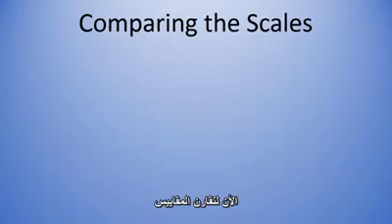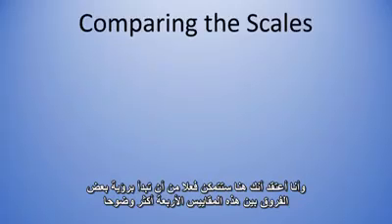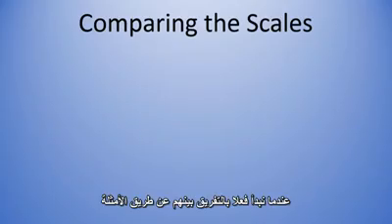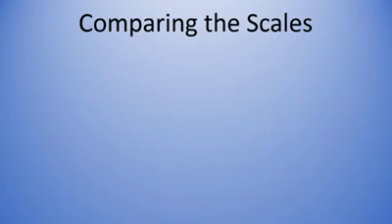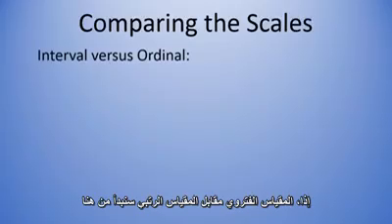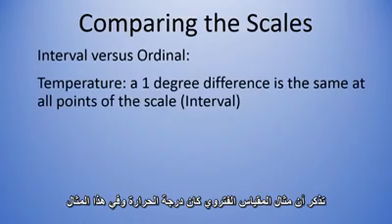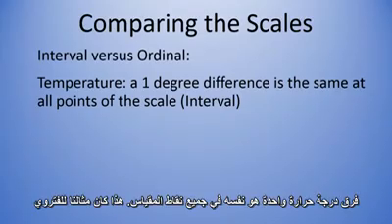Okay, so now let's compare the scales. And I think this is where you really can start to see some of the differences between these 4 scales more clearly as we really start to differentiate between them through examples. So interval versus ordinal, we'll start there. Recall that our interval example was temperature. And in that example, a 1 degree difference is the same at all points of the scale. That was our example of interval.